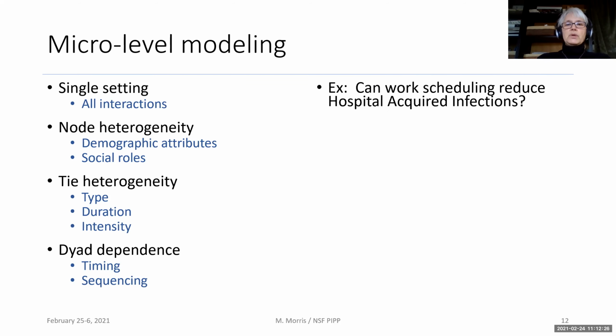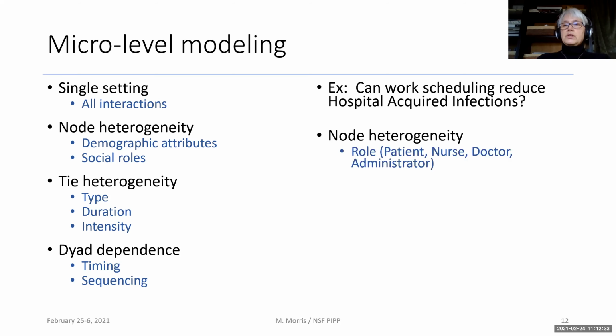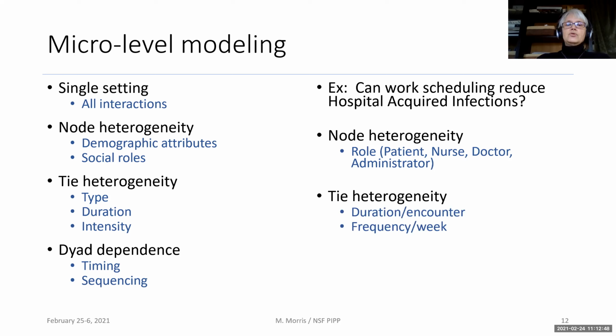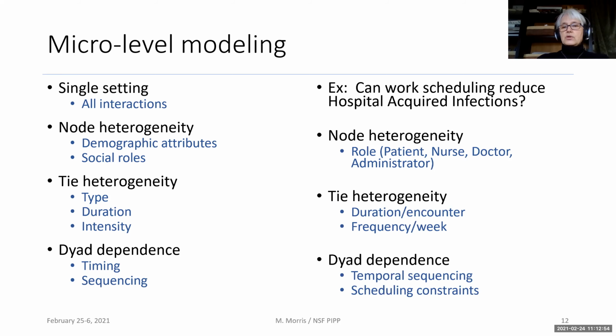So an example of a question you might ask here would be, can work scheduling reduce hospital-acquired infection rates? And I'm going to show you another example here of a study that tried to take a look at this using a network lens. So again, we're interested in nodal heterogeneity. Here we're looking at the roles of nodes: patient, nurse, doctor, administrator. We're looking at tie heterogeneity, the duration per encounter, and the frequency per week. And the dyad dependence comes in terms of the temporal sequencing of these links between people in each of the groups and the way that scheduling constraints influence these.